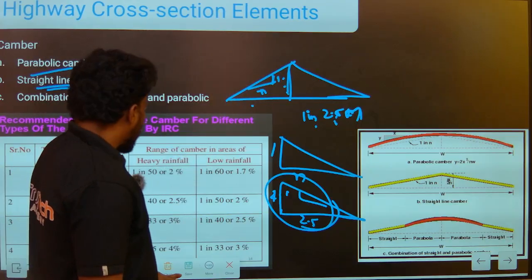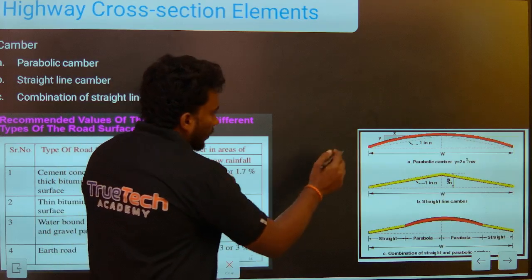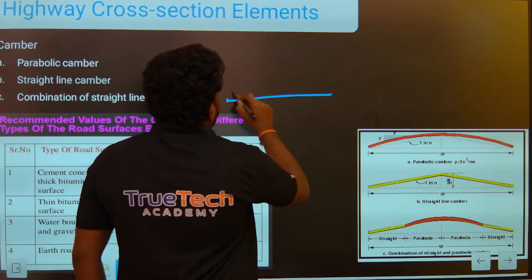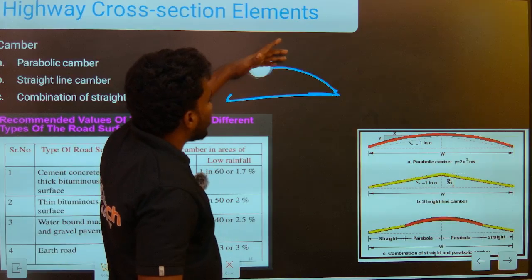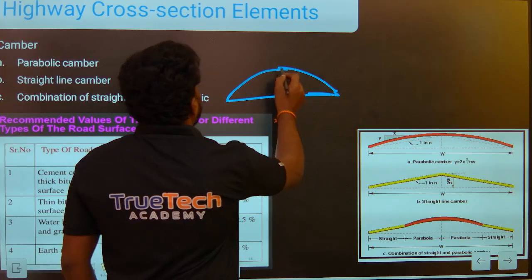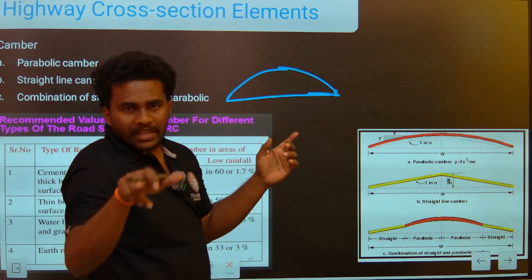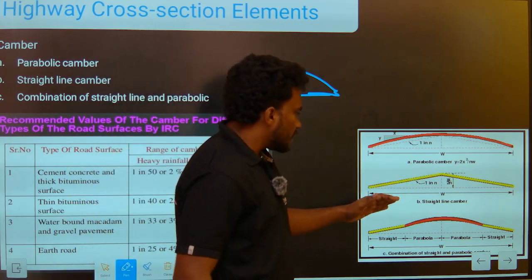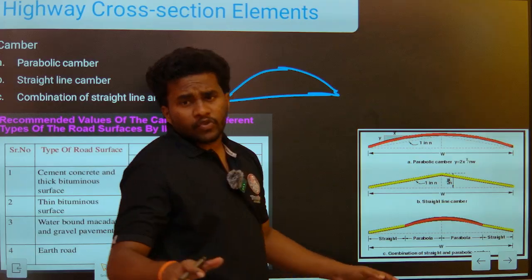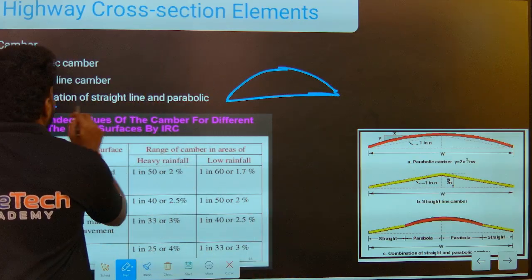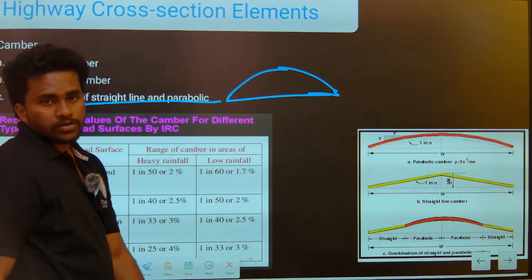Like that we are also dealing with parabolic camber. In the parabolic camber, the top of the road surface is parabolic in shape, and this one is straight line in shape. Sometimes we also use a combination of the straight line and parabolic camber.